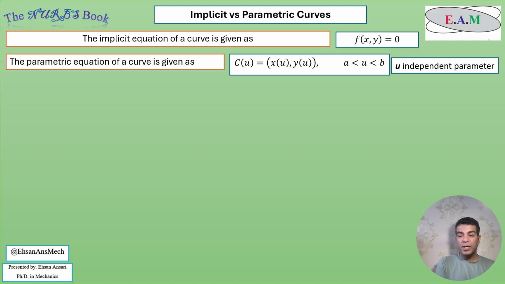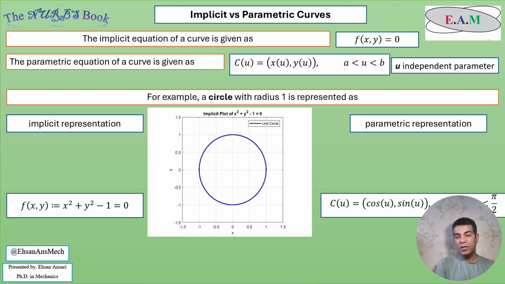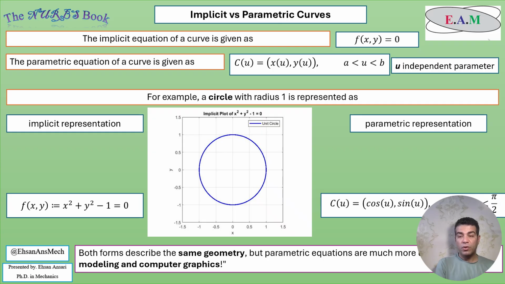For example, consider a circle with radius 1. In implicit form, we have f = x² + y² - 1 = 0. And in parametric representation, C(u) = (cos u, sin u), where u varies from 0 to π/2. Both representations describe the same geometry, a segment of the unit circle, but in very different ways.